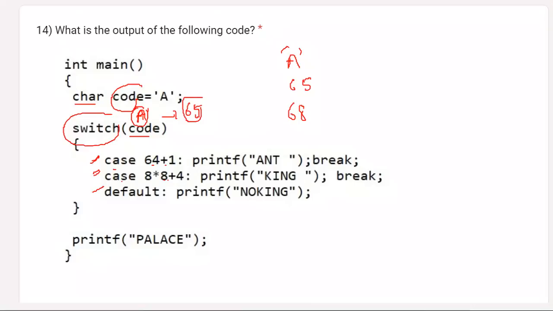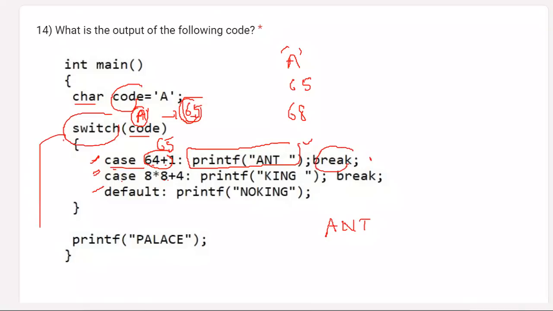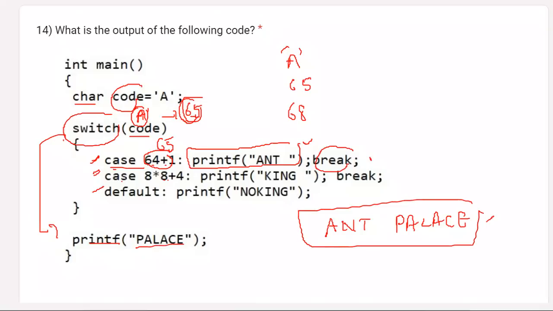Here this case has the value 65. Now the character A's ASCII value is 65. These are the same. That's why this statement will be executed, and after that you are coming out of the switch. So initially "ant" will be printed, and after that you are coming out of the switch. After coming out of the switch, what is the next statement? The next statement is printf "palace". So "ant palace" will be the output. You just simply remember that.